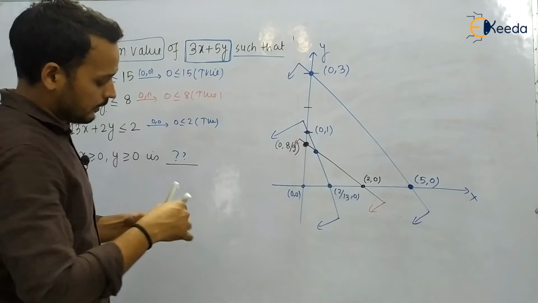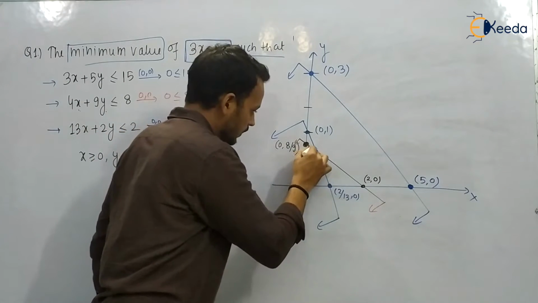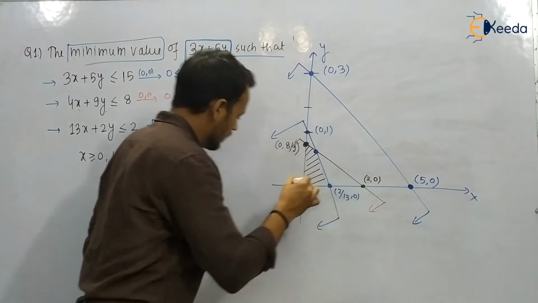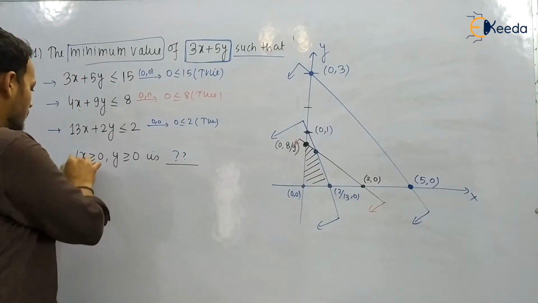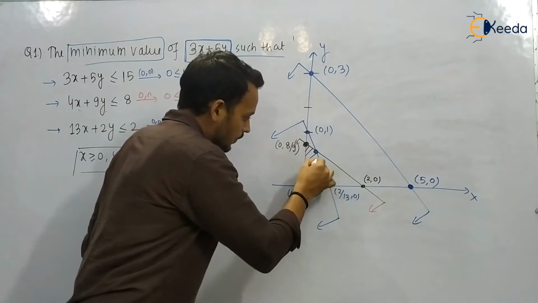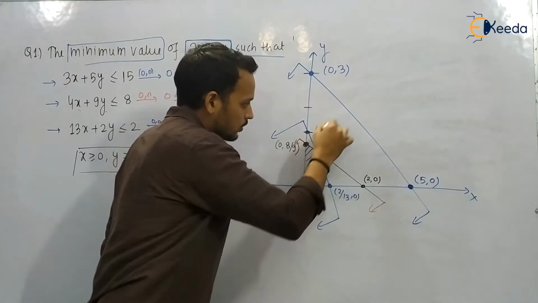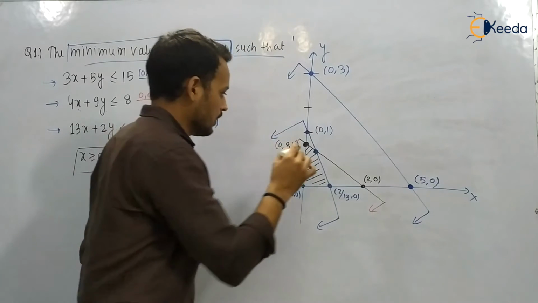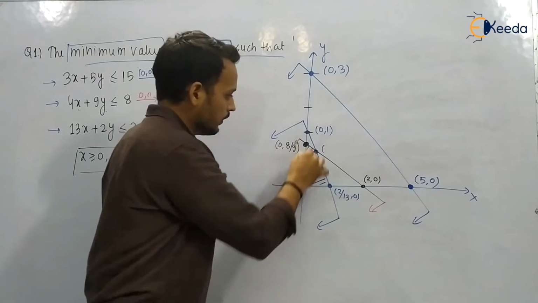So which is the feasible region? This one is going to be the feasible region. Non-negative restrictions say that you stay in the first quadrant. So this is the feasible region. It means any point in this region is going to satisfy all the three constraints simultaneously. So you can find the corner point after solving these two constraints.